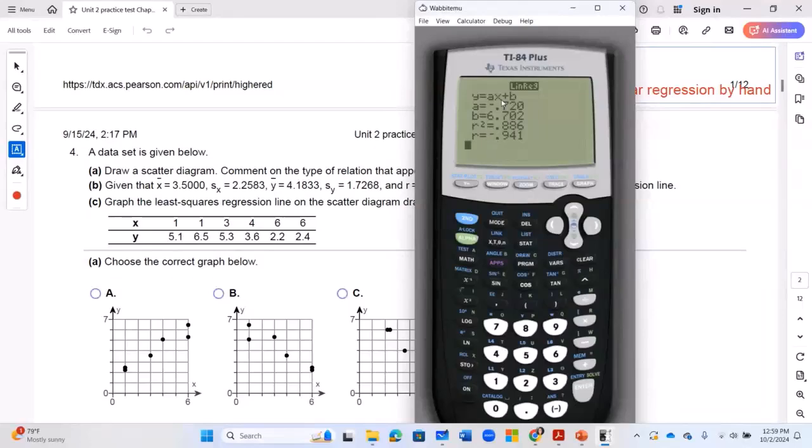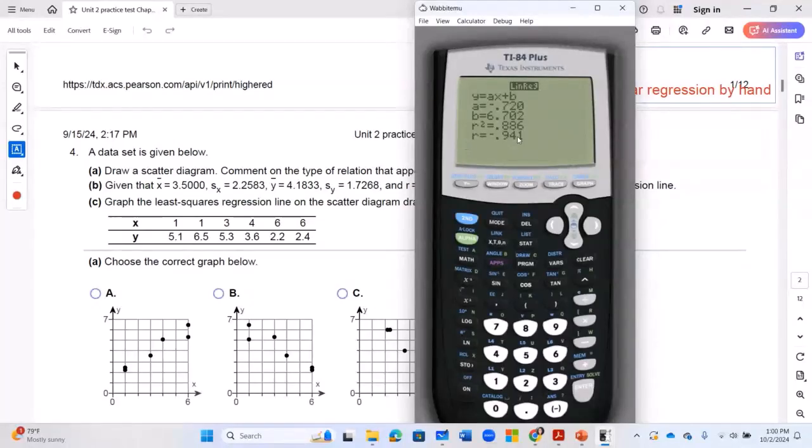Therefore, we want to remember that the sign of the slope and the sign of the coefficient of correlation must be the same. So there is a whopping 94.1% linear relationship between the explanatory variable and response variable. There's a high negative linear relationship between the explanatory variable and the response variable.